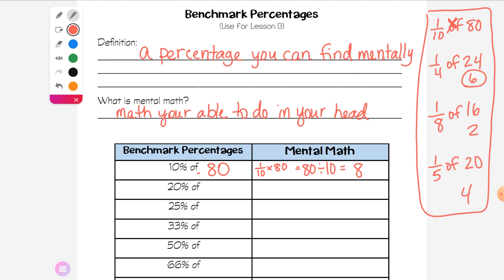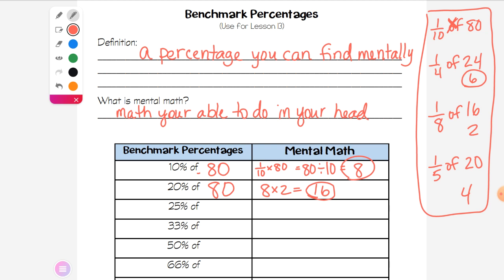If I know 10% of 80 is 8, how can I easily find 20% of 80? What mental math could I do, Harper? 8 times 2. Why can I do 8 times 2? Because 10% is 8. How do you get from 10% to 20%? Times 2. So you take 8 times 2 to get 16.